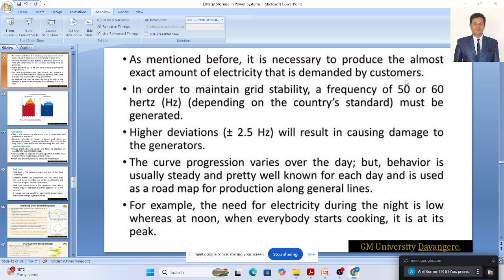See, if you want to maintain the frequency which is coming to your home, 50 cycles coming to your home, then this fan or any appliances, it will work.